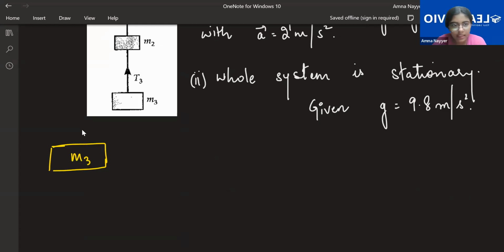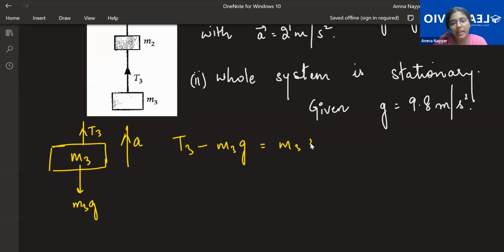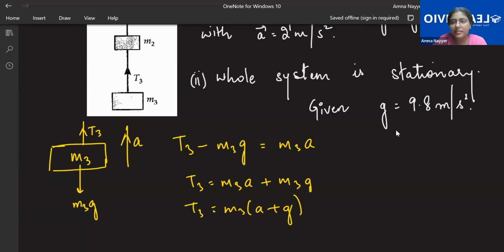Tension upwards, T3 upwards, weight downwards, and acceleration upwards. So what will be the equation? T3 minus M3G is equal to M3A. Yes. So from here, T3 can be written as M3A plus M3G. This is T3. Okay, 9.8 only we have to take.